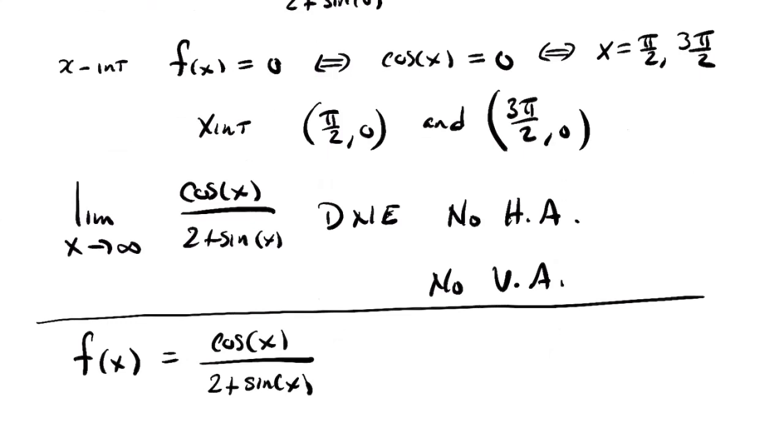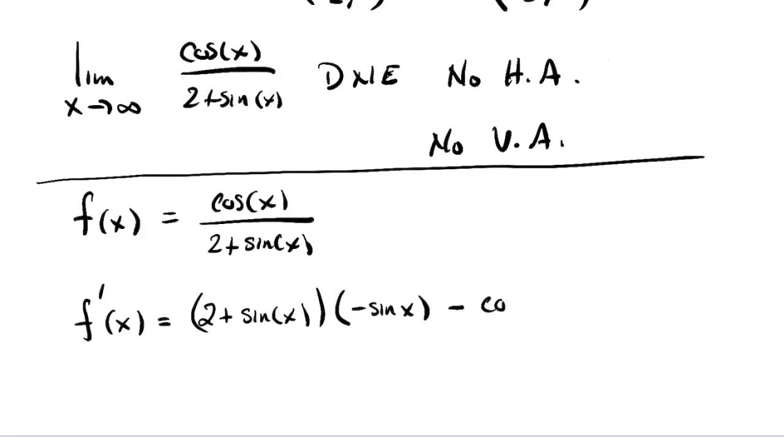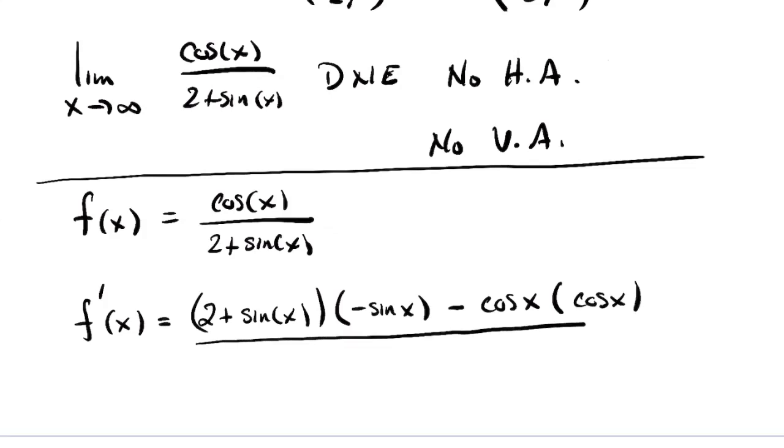So there's our function, and to take this function's derivative, we're going to need to use the quotient rule. I want to take this function's derivative and simplify it as much as possible. So let's start. It's 2 plus the sine of x times the derivative of cosine. I'm going to do this differentiation on the fly to keep the video a little bit shorter. Derivative of cosine is the opposite of sine, and then I subtract the cosine times the derivative of the denominator, which is cosine. All of that has to get divided by the denominator squared.